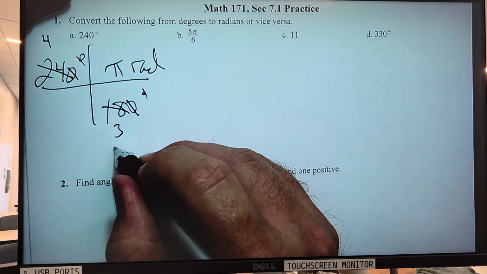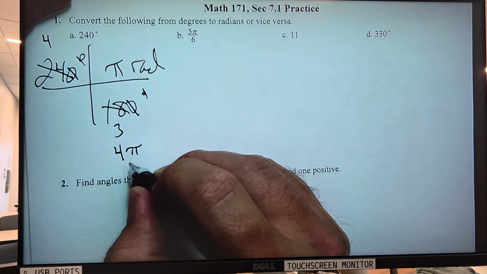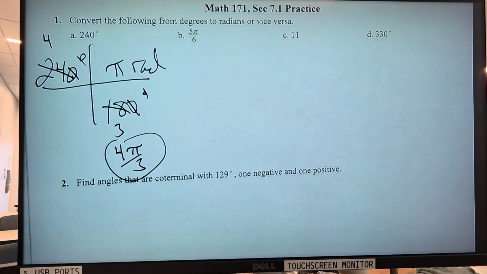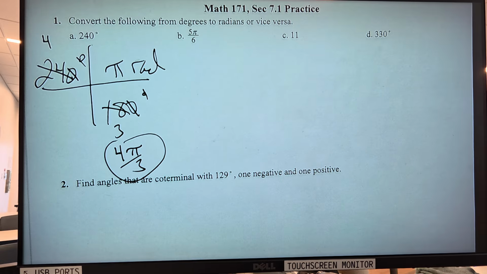So I end up with 4 pi over 3. And you can either write rad or just leave it blank because I'll know you mean radians. So be very careful. If you write 30 and you meant 30 degrees, you're going to lose some points, because if you just write 30, you're telling me 30 radians. Yes? Okay.